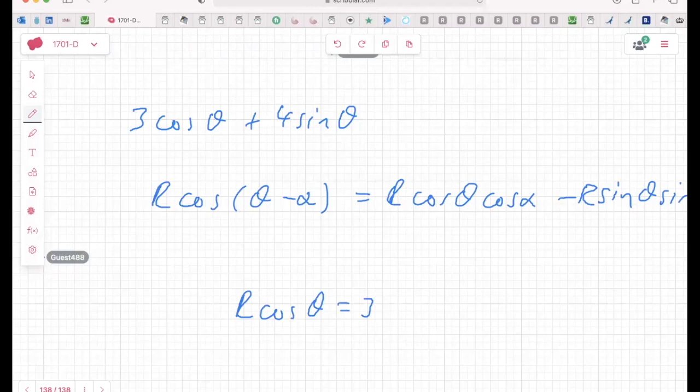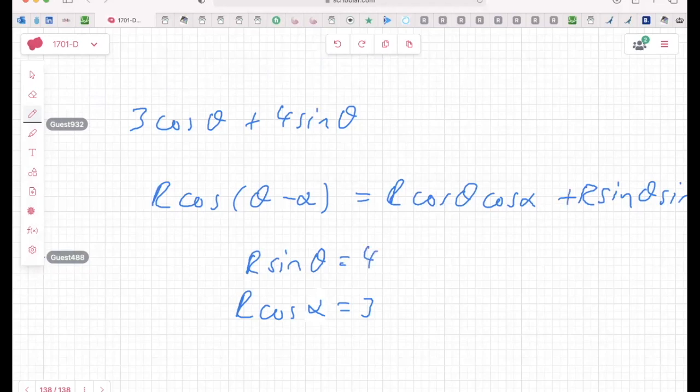Because, sorry, wow. R cos alpha is 3. We're trying to find alpha, not theta. So r cos alpha must be 3, because if it is, then we get 3 cos theta. And r sine theta is 4. Now, take care, because I've made a sign error.